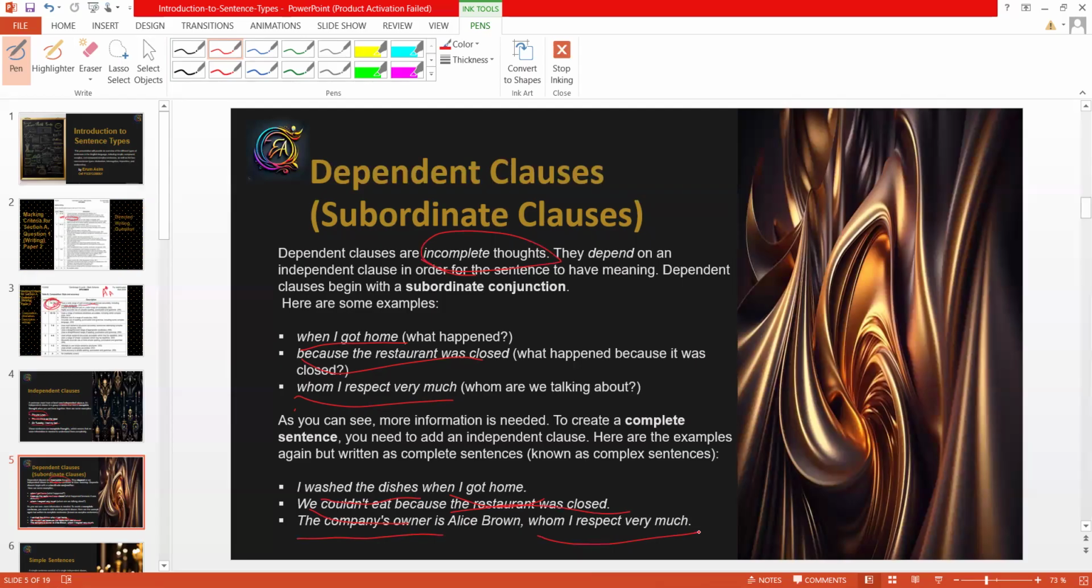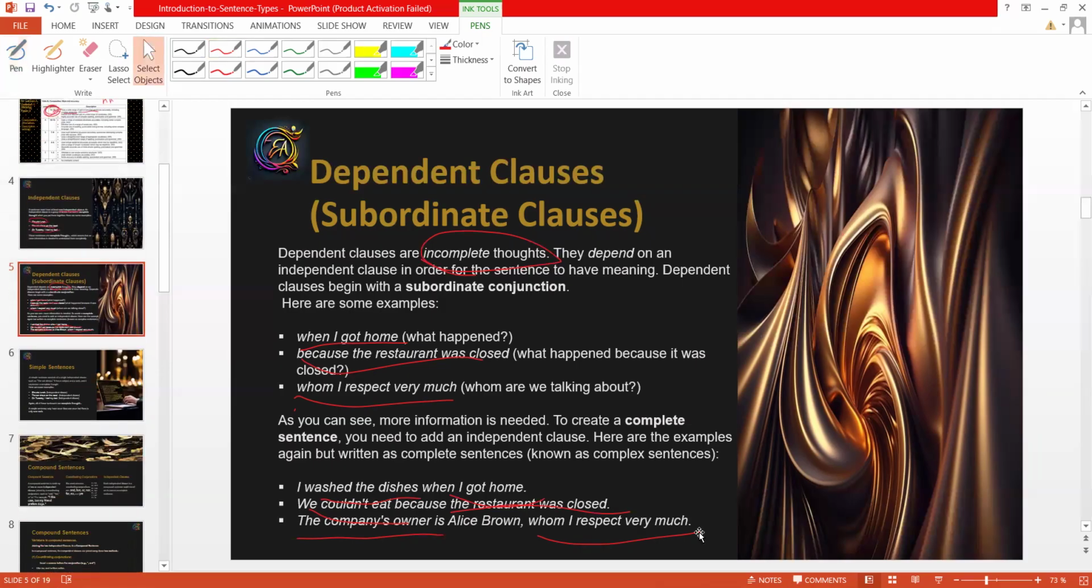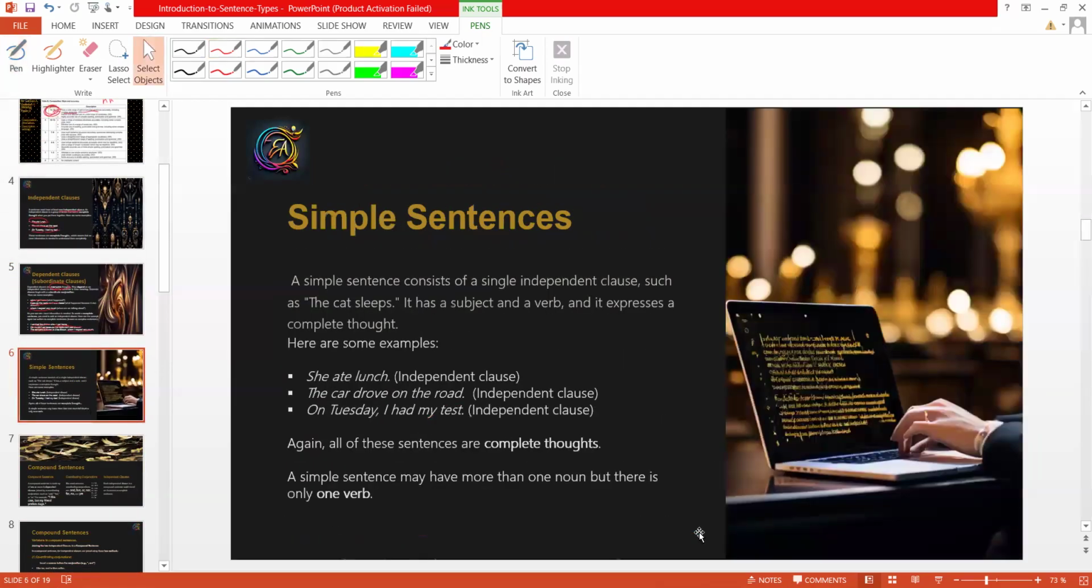Now, we can write it either way, and I'll tell you later in other slides what I meant by it. We can write it like this also: when I got home, comma, I washed the dishes. It's somewhat the same thing. It's not necessary that we first give an idea like I washed the dishes when I got home. We can write it either way, putting a comma here. But we'll discuss in later slides how we are going to do it and why we should do it.